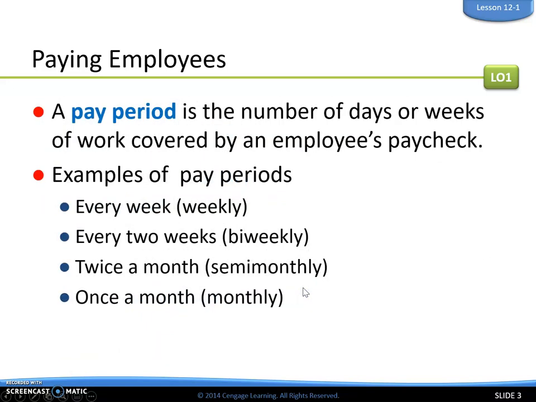Okay, so a pay period is the number of days or weeks of work covered by an employee's paycheck. Here are some examples of pay periods: weekly, bi-weekly, semi-monthly, and monthly. If they get paid weekly, usually it's going to be a certain day of the week. So maybe it's every single Friday that they get paid. Bi-weekly means every other week, so every other Friday they get paid. Twice a month, usually what we see here is that we pick out 2 days of the month. I would say the most common would be the 1st of the month and the 15th of the month. And then the last one is monthly, so it's just once a month.